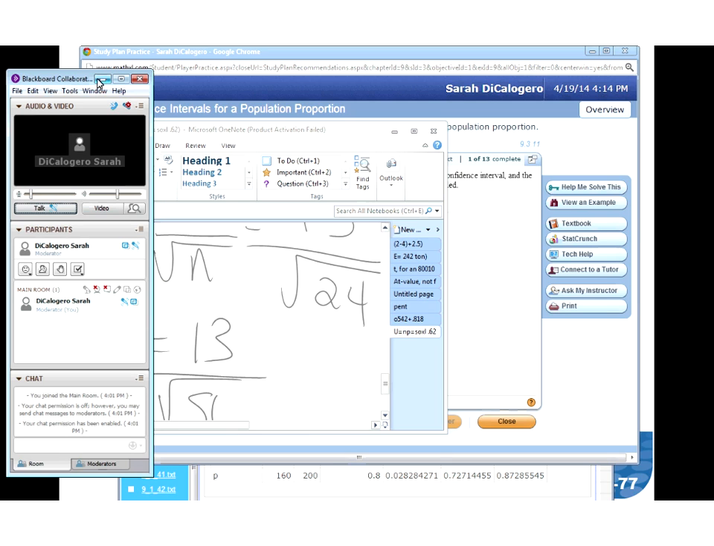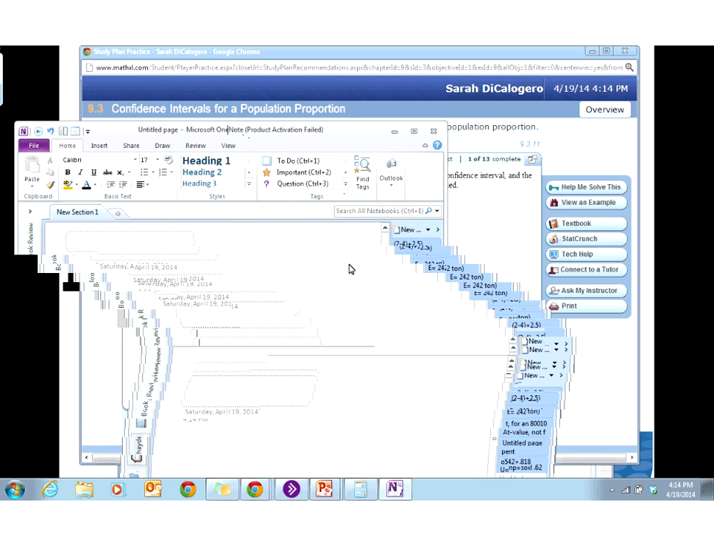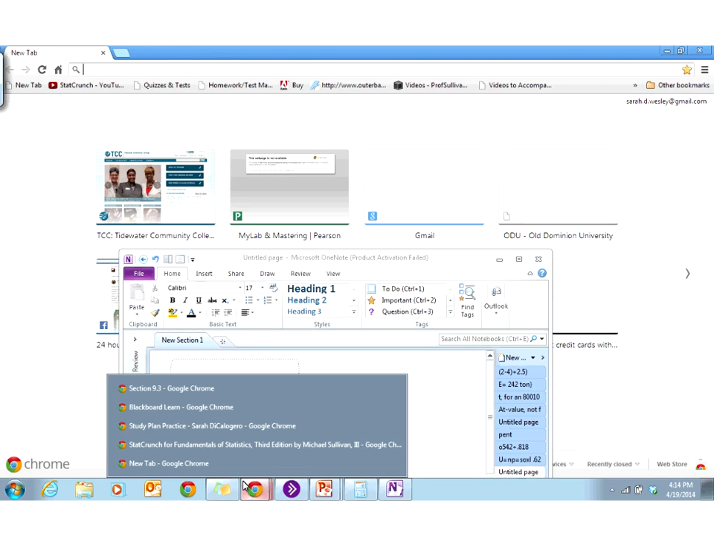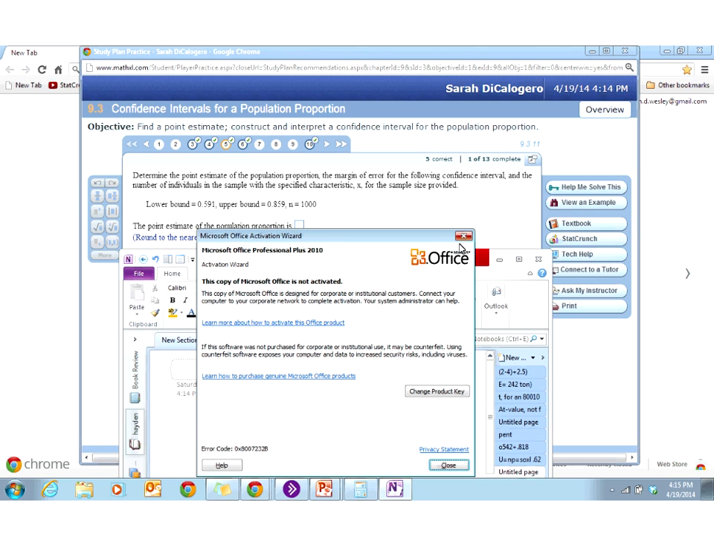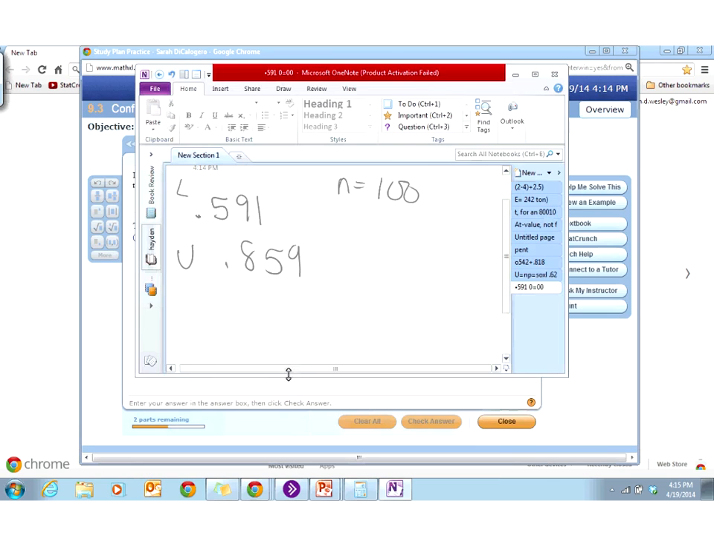I'm going to check to make sure I'm still recording. It says I am. Keep my fingers crossed. All right. So the lower bound, I don't know what I just did there, is 0.59. I love that I keep getting this message.